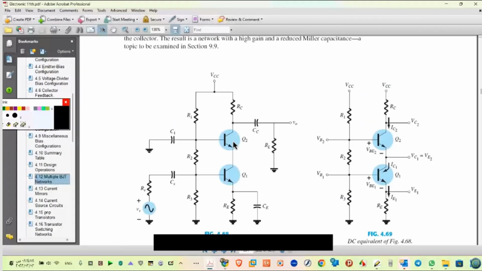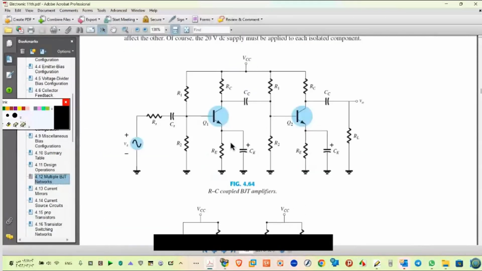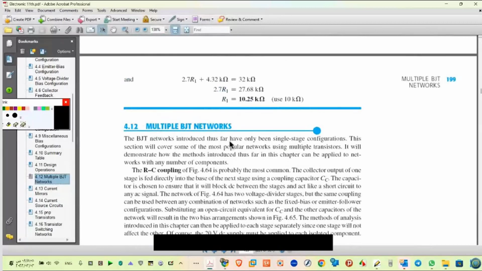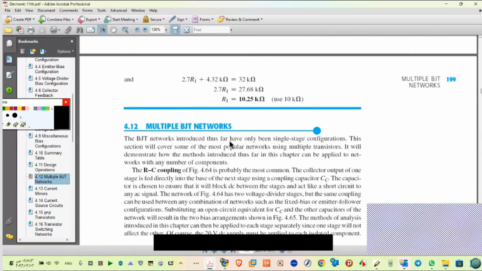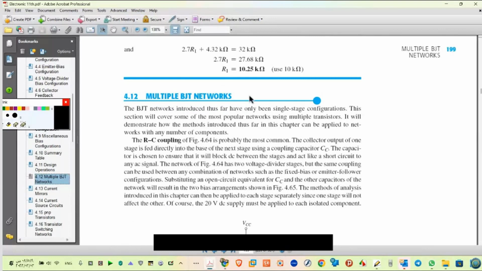Today we'll start from page 199 about multiple BJT networks. Okay. In multiple BJT networks, we have many.